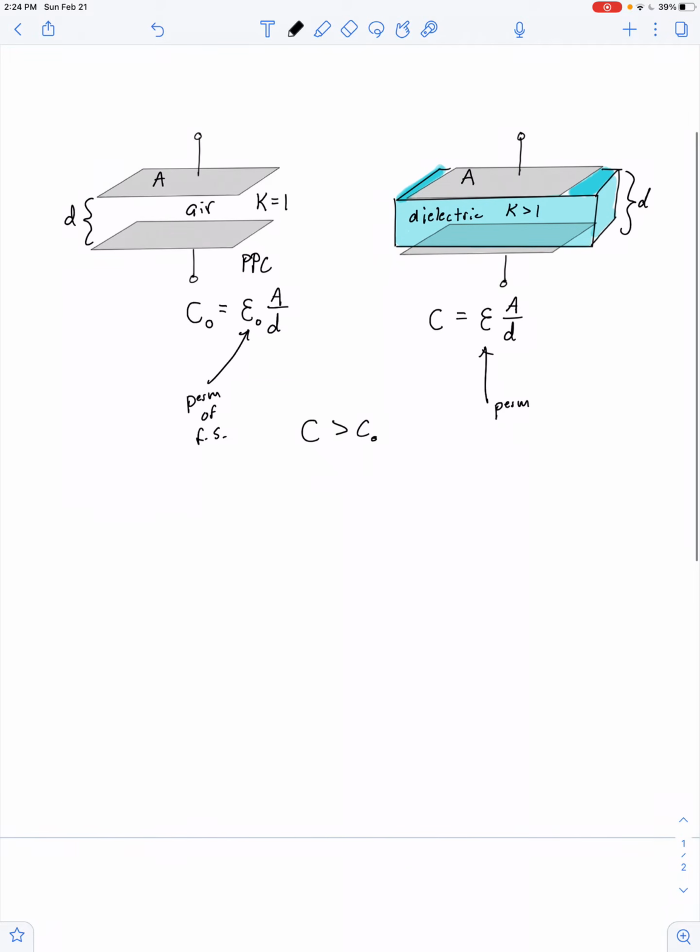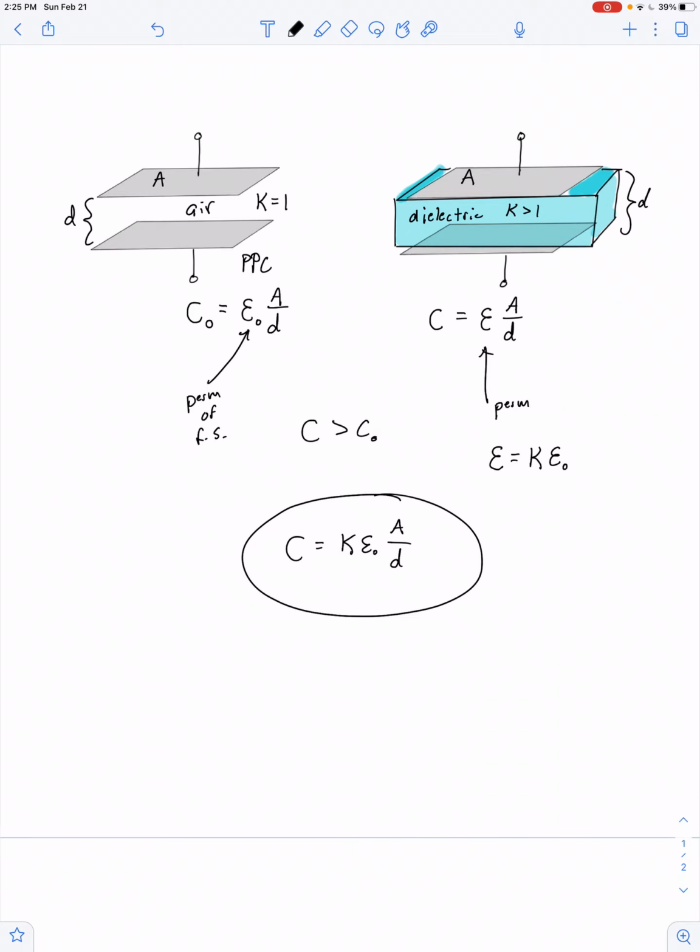So how do we find what the value of the permittivity is? Very easy. The permittivity of the dielectric material is the dielectric constant multiplied by the permittivity of free space. So if we wanted to, we could say the capacitance is equal to kappa times epsilon naught times A over D.